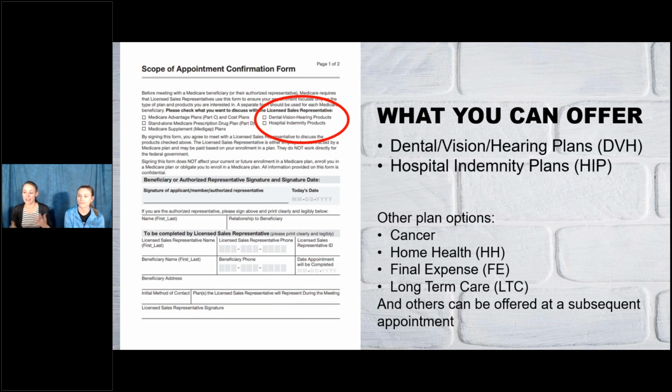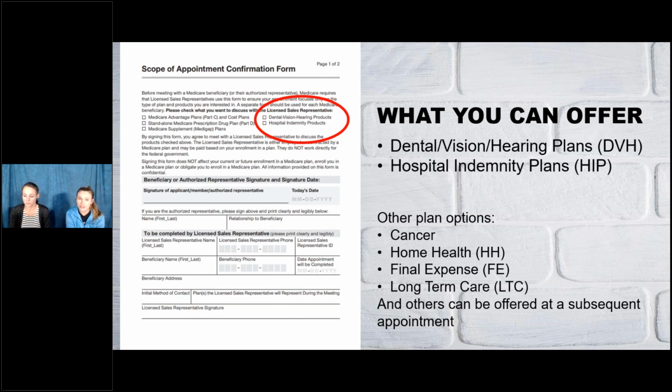Whenever I say use the scope of appointment, I always say, hey guys, when talking to my client, this is the government suggesting we talk about these products. This isn't me pushing product. This isn't me trying to make an extra sale and get one over on you, Mr. or Mrs. Client. If we're going to talk about these options, the government is insisting we also talk about these other options. That's why we focus on DVH and hospital indemnity.